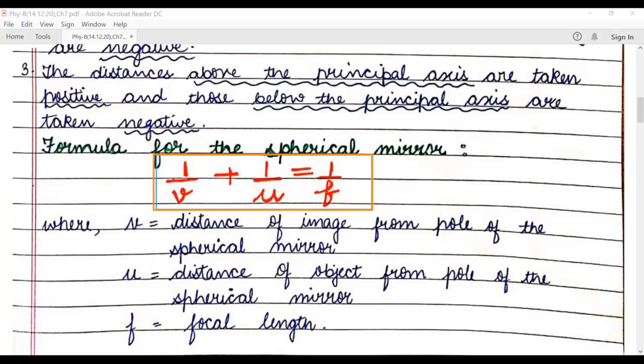Now the question arises: what is this v, what is this u, and what do we mean by f? Students, v is the distance of the image from the pole of the spherical mirror. By spherical mirror, I mean both types of mirror, that is concave and convex mirror. While u, small u, is the distance of the object from the pole of the spherical mirror. And f is the focal length of the spherical mirror.